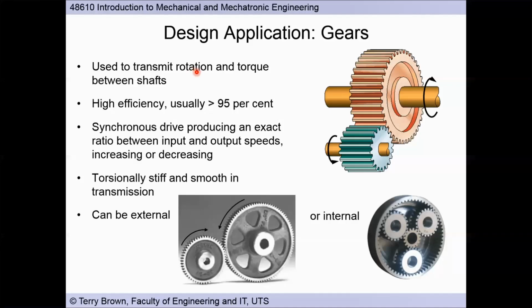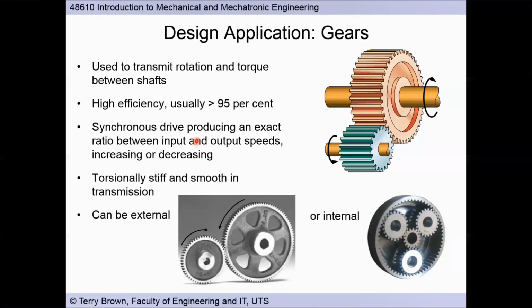Usually we use gears to transmit rotation and torque between shafts. For example, we might have a shaft coming out of a motor that's rotating with some speed and torque, and usually when we're using a motor we'll want to decrease the speed and increase the torque. So we get that transmission and change of speed and torque occurring through the gears. Usually they're highly efficient if they're well made, so you can get up to and even a bit more than 90% efficiency, and we'll look at efficiency later on in the video.